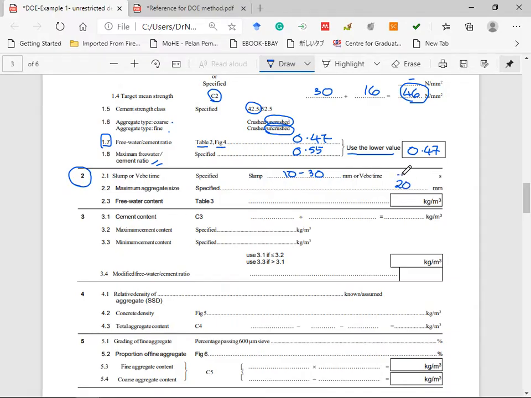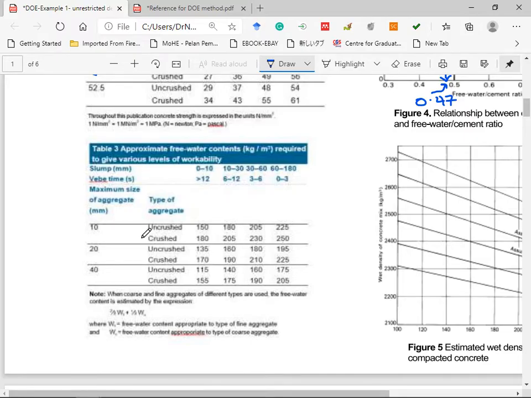We have no data for the VB time. So the proposed slump ranges between 10 to 30 millimeters, the maximum aggregate size is 20, and thus the free water content is determined from Table 3. In Table 3, our slump is in this range, the maximum aggregate size is 20, and our coarse aggregate is uncrushed.